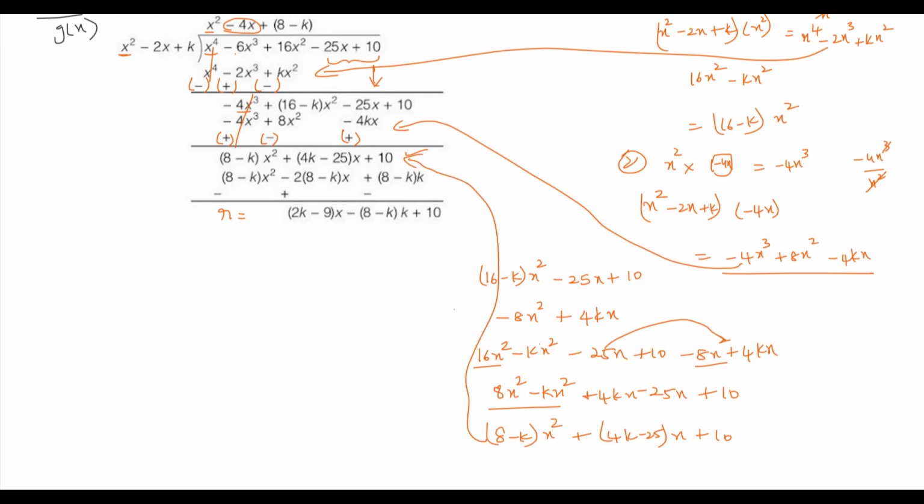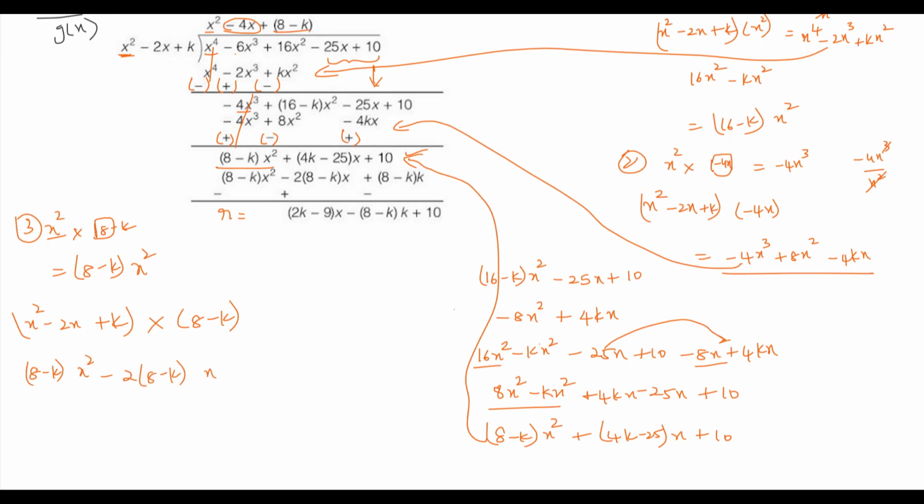Then again, by comparing the third part, comparing x square by 8 minus k x square, what should be multiplied to x square so that you will get 8 minus k x square is 8 minus k. Now taking x square minus 2x plus k, that is our divisor or the g of x, and multiplying it by 8 minus k, we get 8 minus k x square minus 2 into 8 minus k x plus 8 minus k into k. So that is what we have to place carefully here.